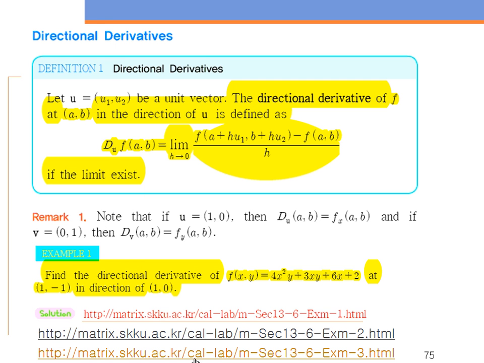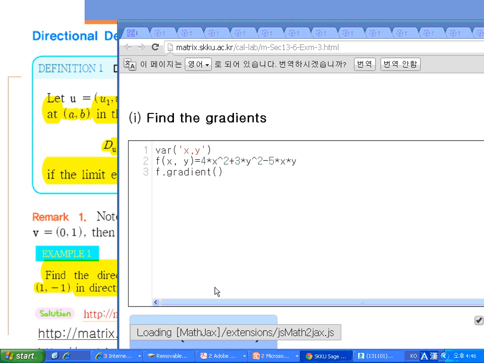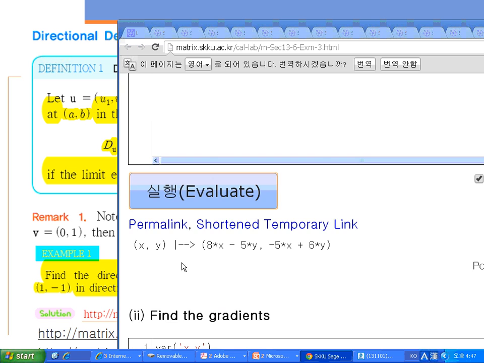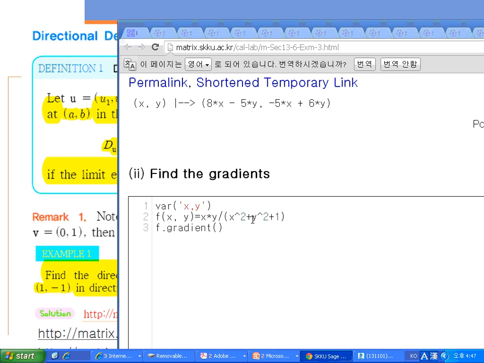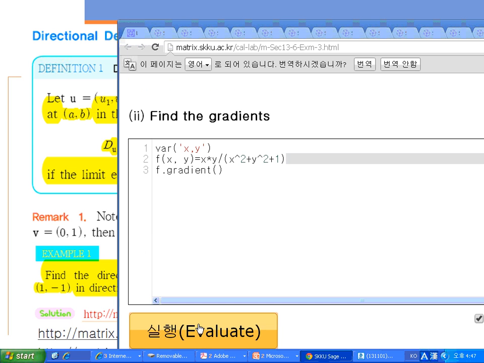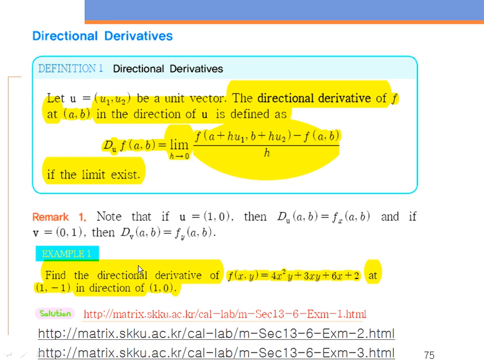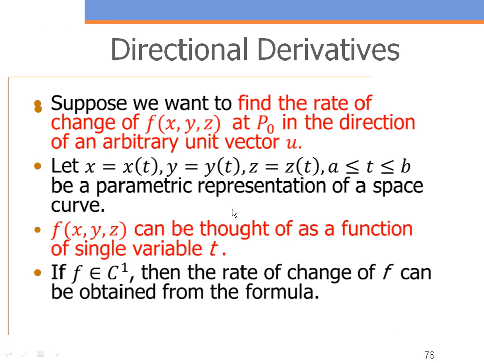For the third problem, if we have this function 4x squared plus 3y squared minus 5xy, then the gradient of that function can be obtained in this way. And for this function, the gradient can be obtained in this way. Now we continue to explain a little more about the directional derivatives.